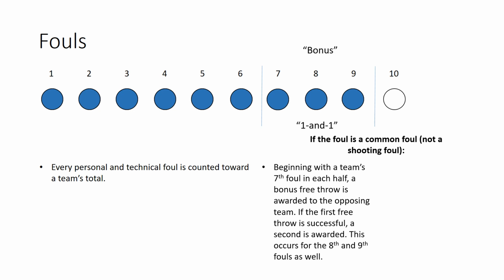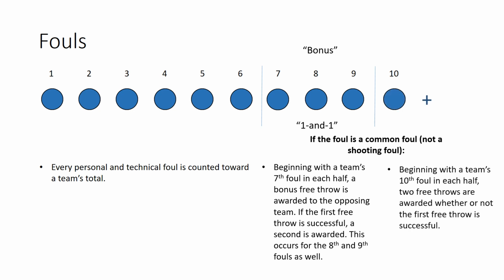We also call this a 1-and-1 because you get one free throw, and if you make that one, you get another. Beginning with a team's 10th foul in each half, 2 free throws are awarded whether or not the first one is successful. We call this the double bonus, 2 shots.